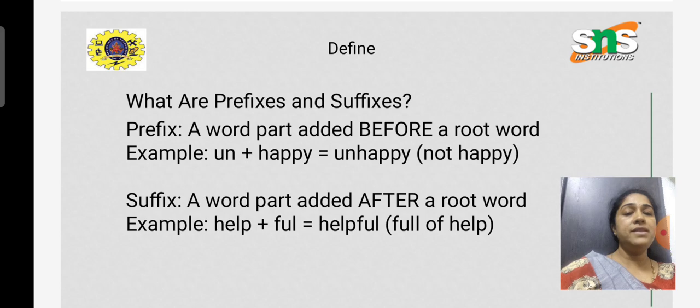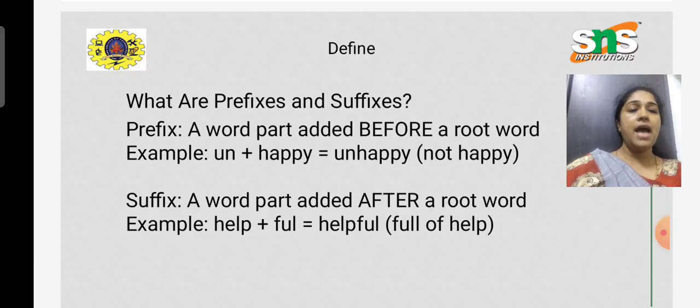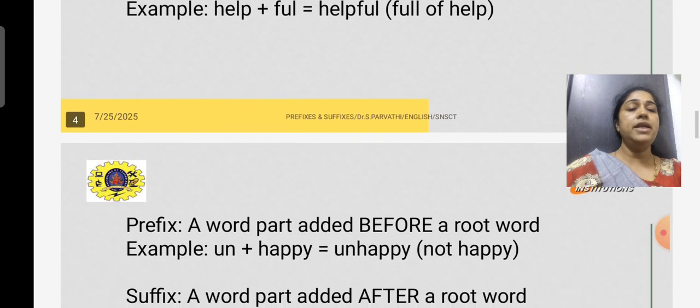A prefix is a word part that is added before a root word. Here the root word is happy, and un is your prefix. Together it's unhappy, which means not happy. What do we mean by suffix? A word part that is added after a root word is called a suffix. It is help plus full. This is helpful, that is, full of help. This is the define part.